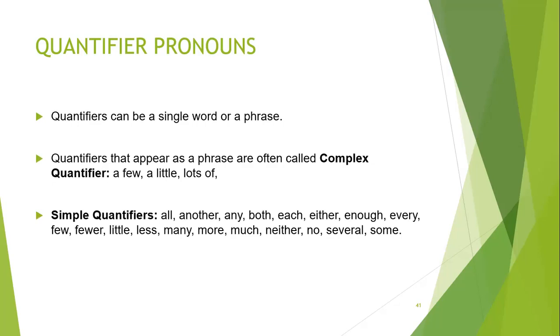Now, quantifiers can be a single word or a phrase. So we have quantifiers that are complex, we call them complex quantifiers. It's not just one word, it's a phrase. So a few is a complex quantifier. A little is a complex quantifier. Lots of, complex quantifier. But we have quite a number of simple quantifiers like all, another, any, both, neither, no, several, some, and so many more. And that brings us to the end of our discussion on pronouns.